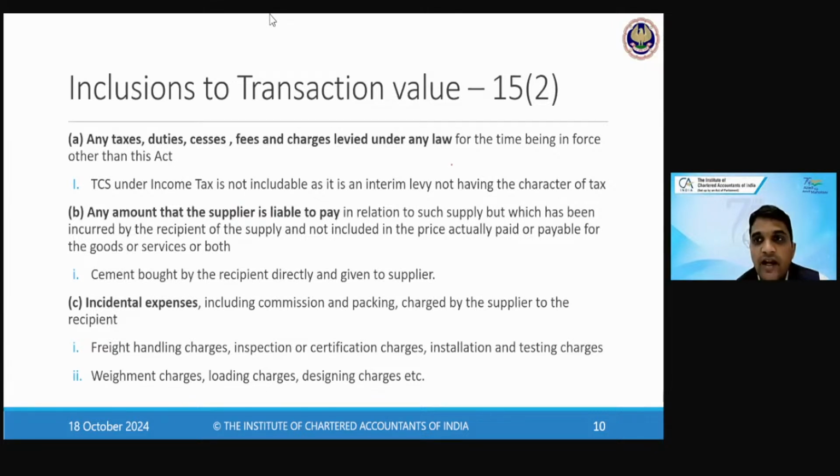Then any amount. The second thing we have to add is any amount that the supplier is liable to pay in relation to such supply, which has been incurred by the recipient of the supply and not included in the price actually paid or payable. That is, any amount which the supplier is liable to pay for purchasing his raw materials. He will purchase the raw materials and then bill it to his customer. Now, if any of those materials is bought by the recipient of the supply, then whatever he has incurred has to be added to the value.